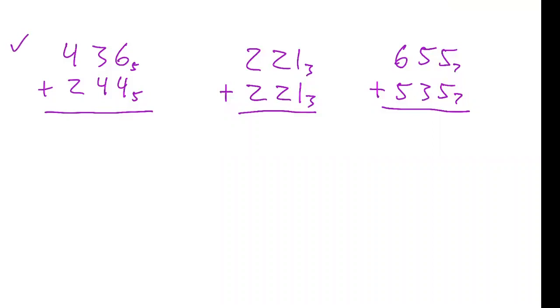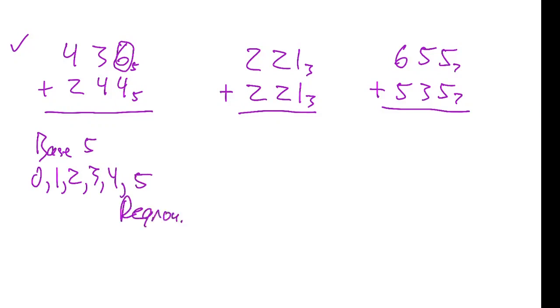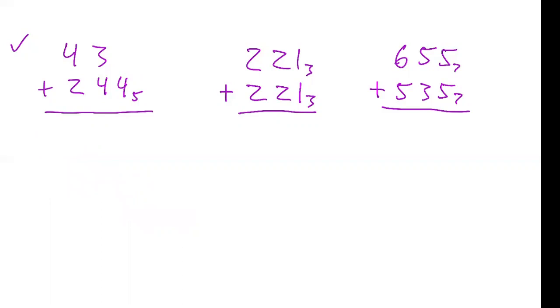Hopefully you notice something with this problem because this is a bad problem. It's written poorly because we can't have a 6 in any of the place values. The only digits we could have in base 5 would be 0, 1, 2, 3, up to 4, always one less than the base, because if I get a 5, we regroup to the next place value. So I will change this. Let's make it a 3.